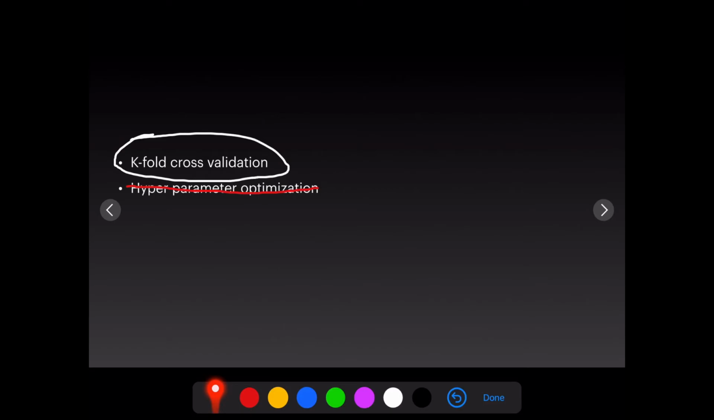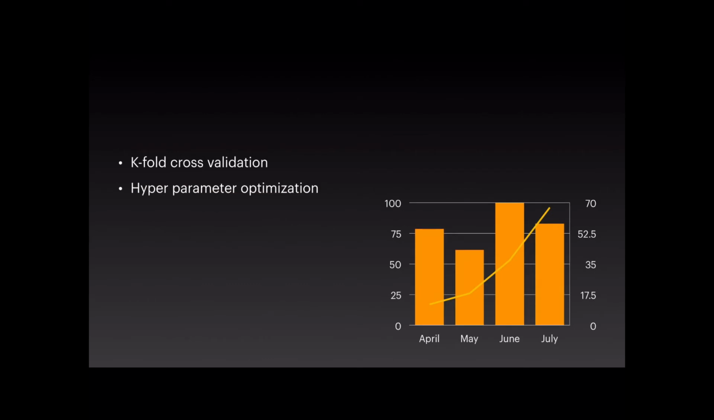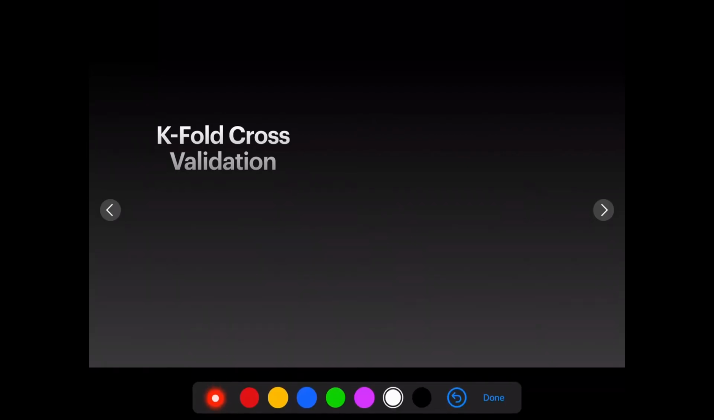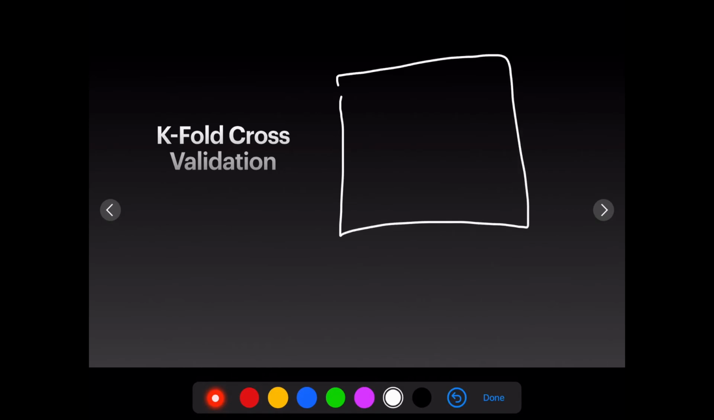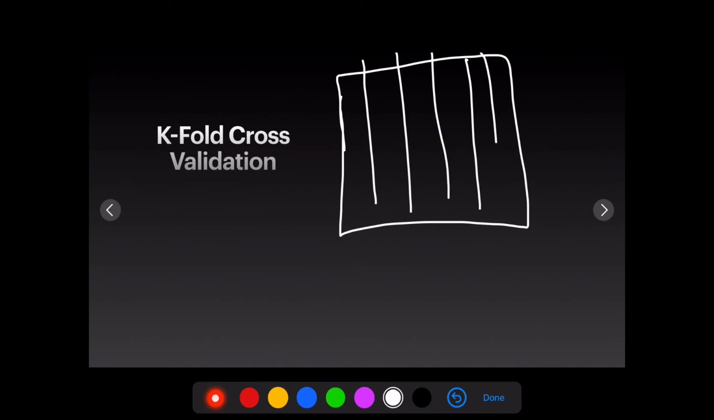I'm going to talk about KFold Crossvalidation. It's a very good technique. So let me talk about the KFold Crossvalidation a little bit. So what does the KFold Crossvalidation do? Basically, let me get my drawing tool. Basically, let's say that I have a grid, for example, right here, right?